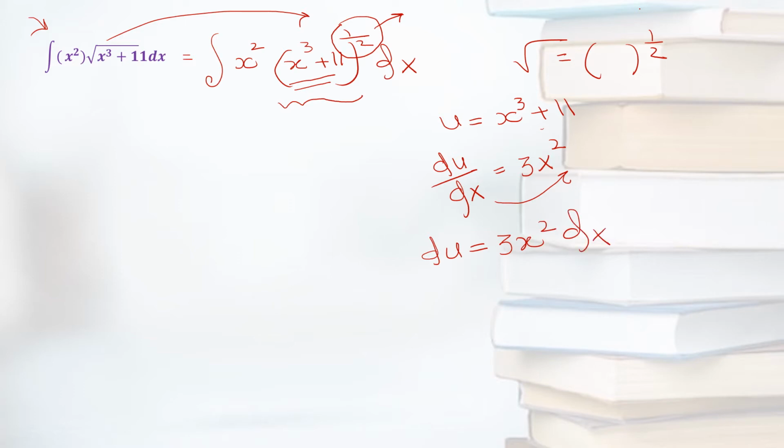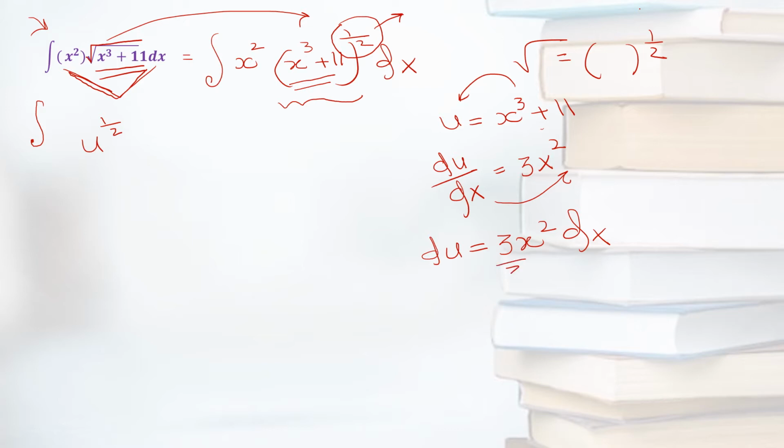Now come to the other side and write all the integrand in terms of u. So let's see, first of all, here x cubed plus 11, you named it as u, and you already know that the radical is power half, which you wrote. Now look at this: here is x squared and here dx. So you can see x squared and dx, whereas on this side you have 3x squared dx.